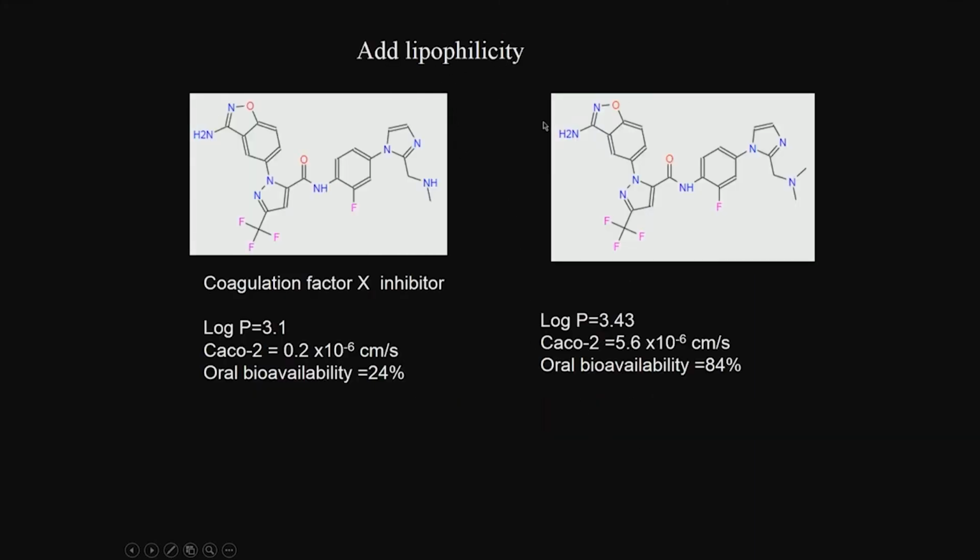Add lipophilicity, that means make it a higher log P. This is a coagulation factor X inhibitor, and you are adding a lipophilic group into this, so that log P increases from 3.1 to 3.43, and oral bioavailability also increases. There is an extra CH3 added. So, log P increases only a little bit, but look at this, the permeability has increased and the oral bioavailability has increased tremendously.